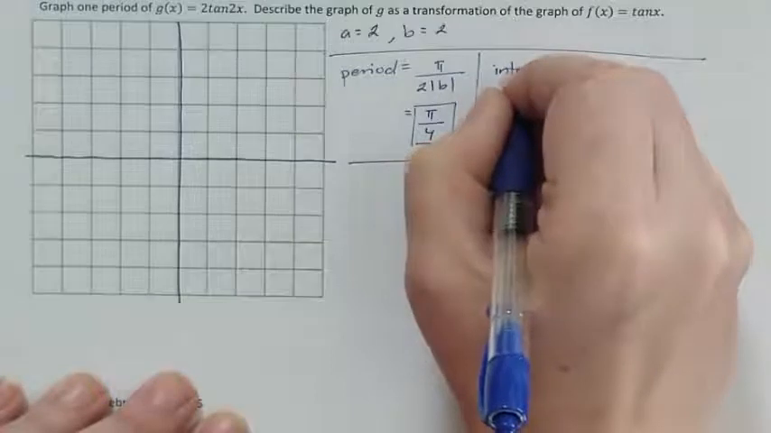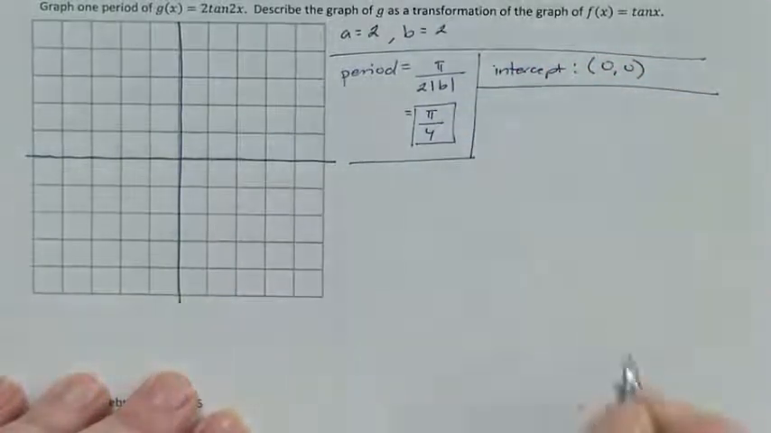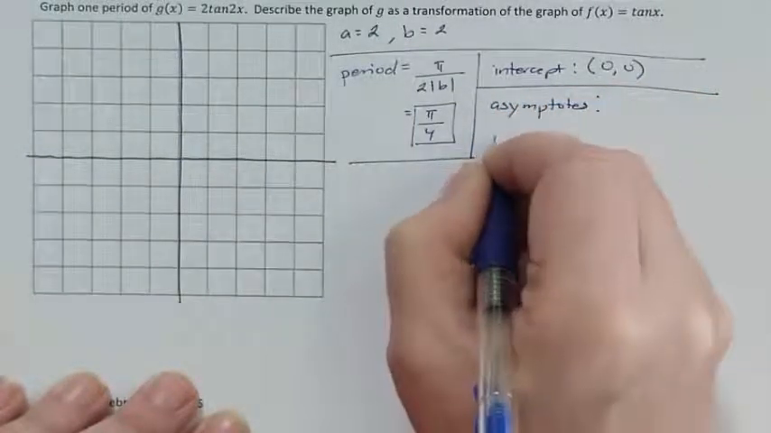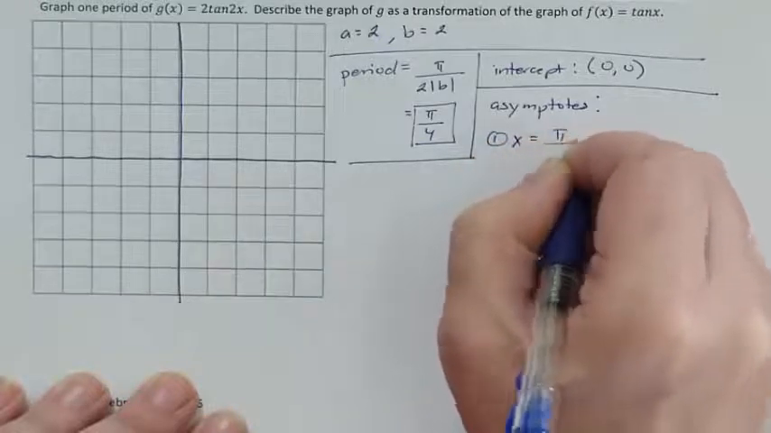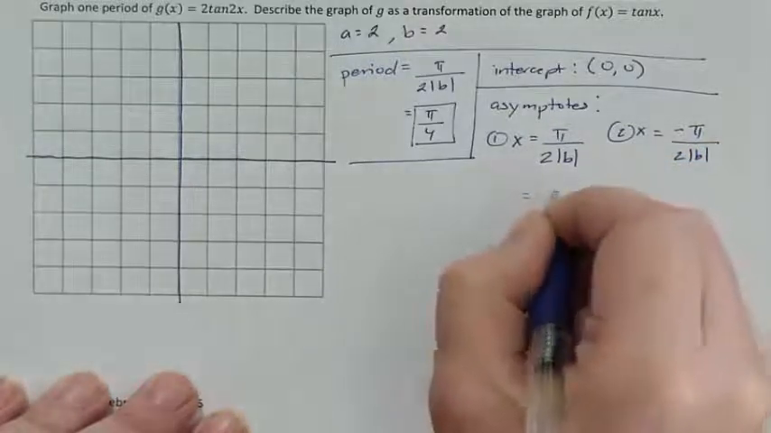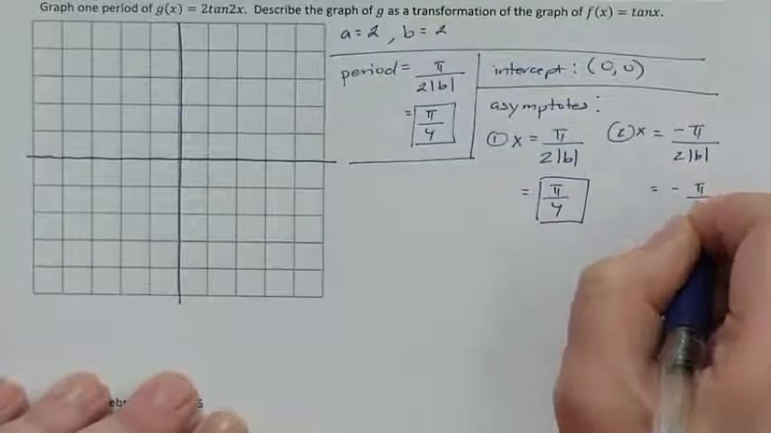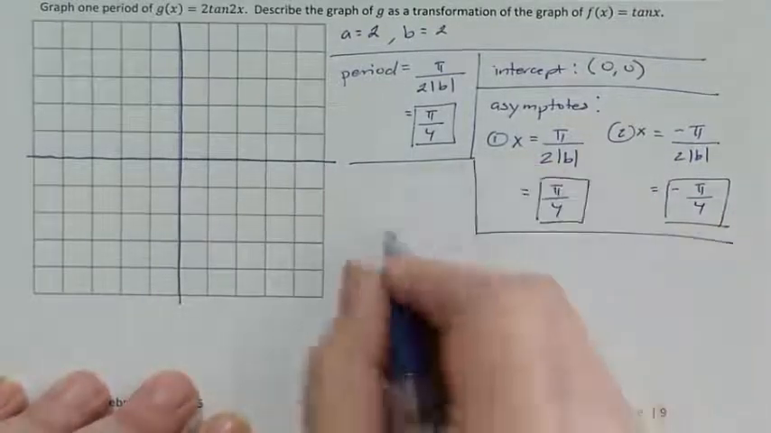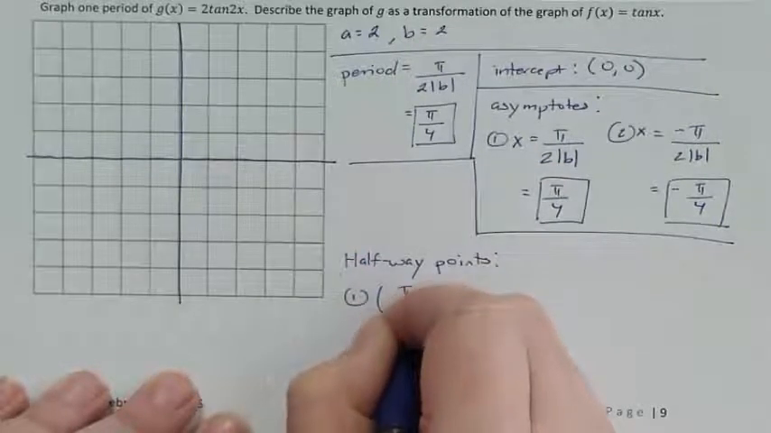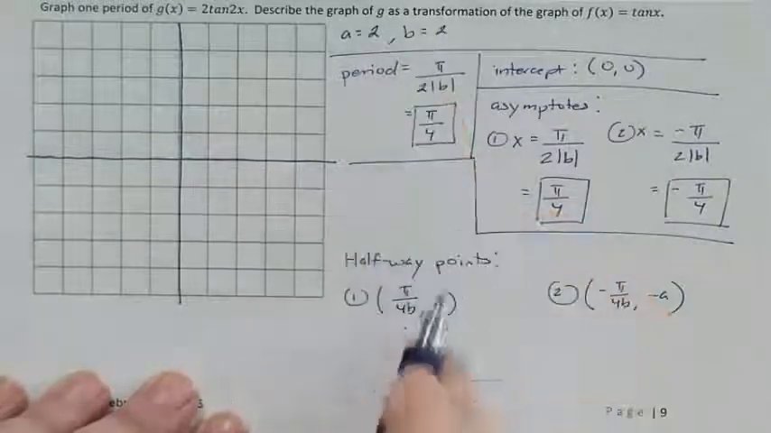I do know that my intercept is always the coordinate point 0, 0. And now I need to find my asymptotes. There are two equations for asymptotes. This is equation number 1, and this is equation number 2. So we have pi fourths as asymptote 1, and negative pi fourths as asymptote 2. Now we just need to find our halfway points. So there are two equations. This is equation number 1, and this is equation number 2, where b is 2 and a is 2.